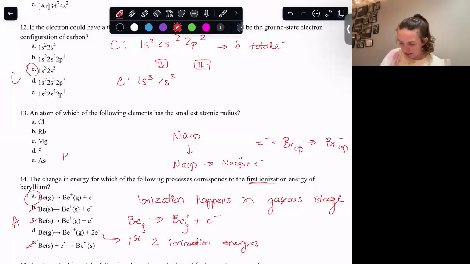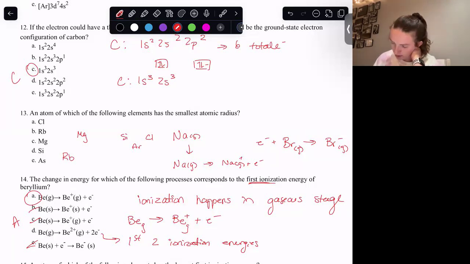So Rb is down here, chlorine's up here, magnesium is in the same row as this one, silicon is here, and arsenic is here. Right, so I kind of try to draw that based off of the elements.